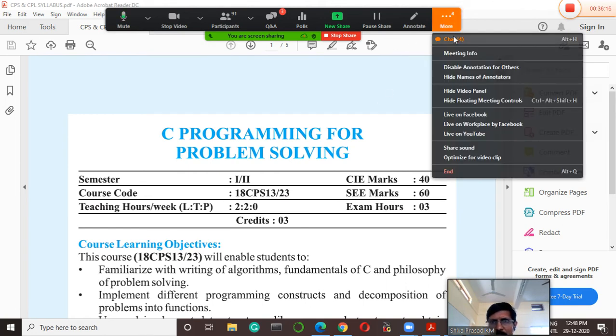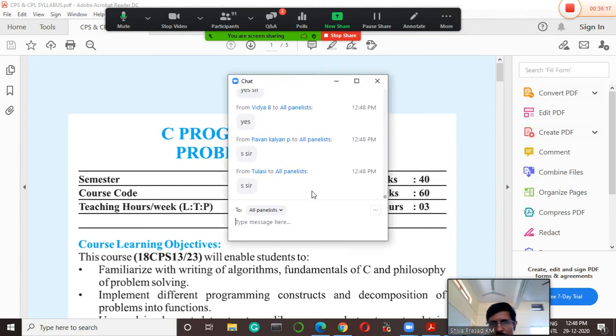If you have any queries regarding this particular subject or any other problem related to it, you can feel free to send a message in the group of our CPS subject which we created yesterday.